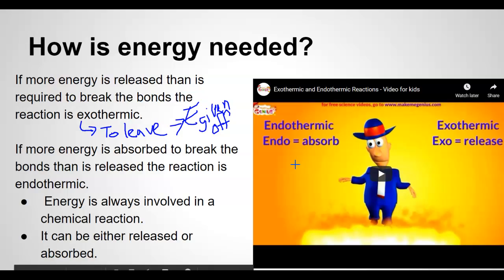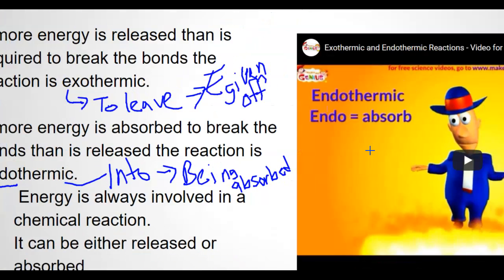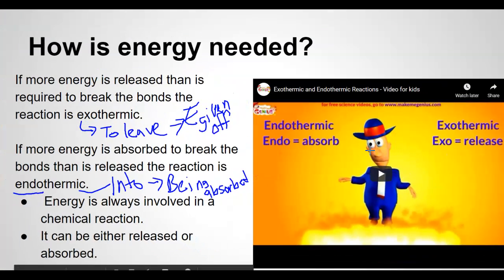If more energy is absorbed, meaning going inside, then we say it's endothermic. Endo means into or being absorbed in this case. Energy is always absorbed at first, but then it will continue to be absorbed or continue to be released.